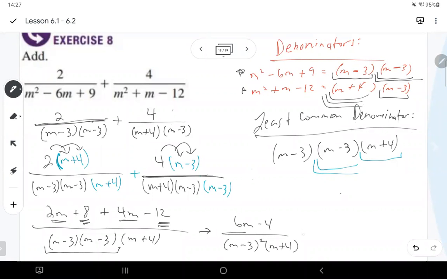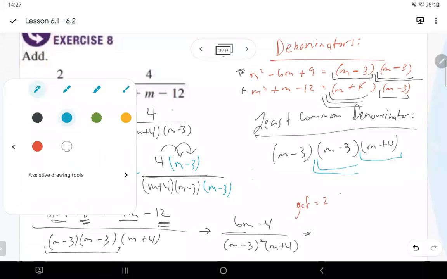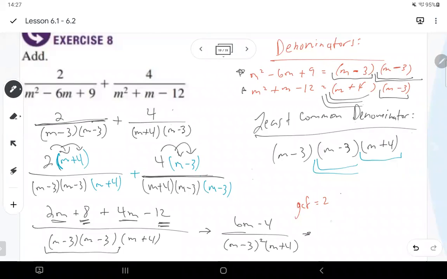And I can tell you, even if you wanted to pull out the 2, that's the GCF. It's not going to make a huge difference here. But for the sake of making sure that we always factor when we can, we'll pull out a 2. We'll have 3m minus 2 left on top. And then m minus 3 squared, m plus 4.